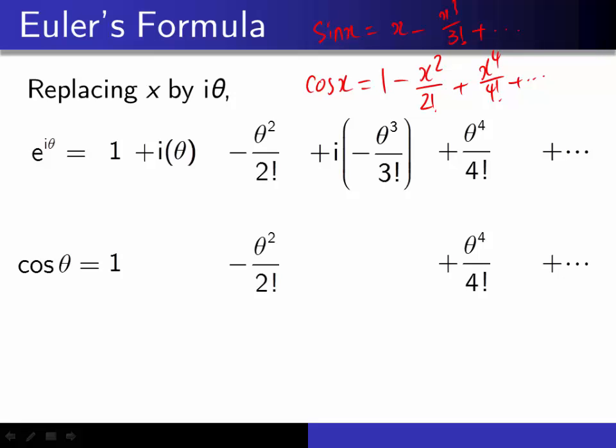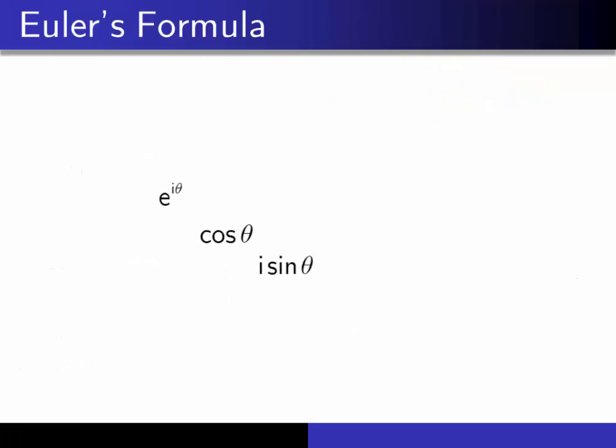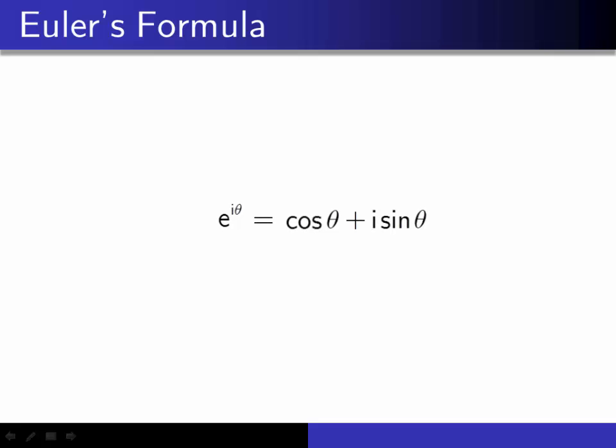Then I'm going to bring down all the terms with the i. And what is this? Yes, very good, i sine theta. So what can we conclude from here? We can conclude that e to the power of i theta is cosine theta plus i sine theta.